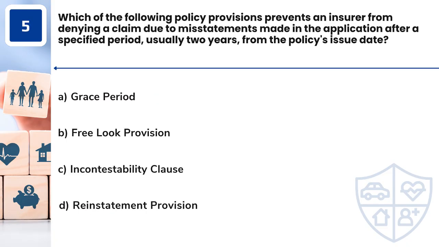Question 5. Which of the following policy provisions prevents an insurer from denying a claim due to misstatements made in the application after a specified period, usually 2 years, from the policy's issue date? A. Grace period. B. Free look provision. C. Incontestability clause. D. Reinstatement provision.